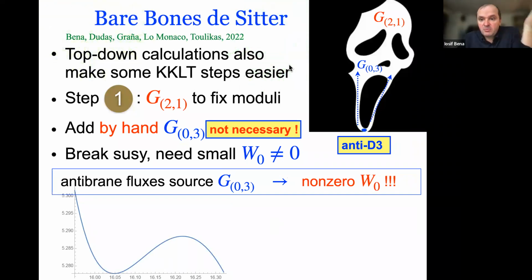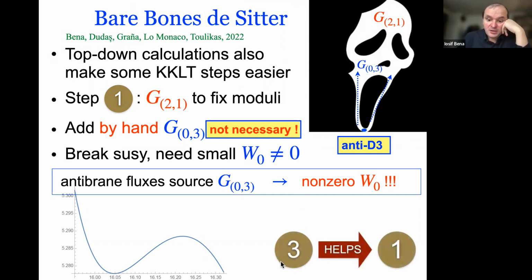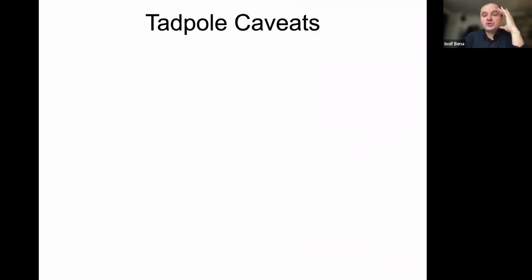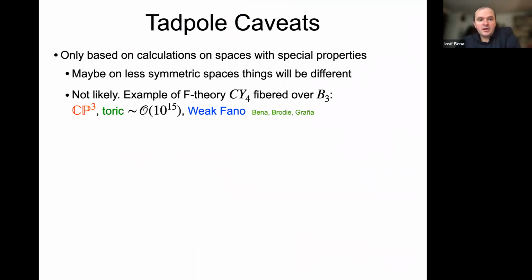You can get some other compactifications. I mean, the main point I want to make is that if you're careful about the ingredients, you find that some steps are a bit cavalier, done a bit too fast, but you can discover some new physics, which actually can make things much easier. So again, anti-D3 branes can actually help at this first step of KKLT, for example. That's another calculation. Now, there are caveats again in the tadpoles.